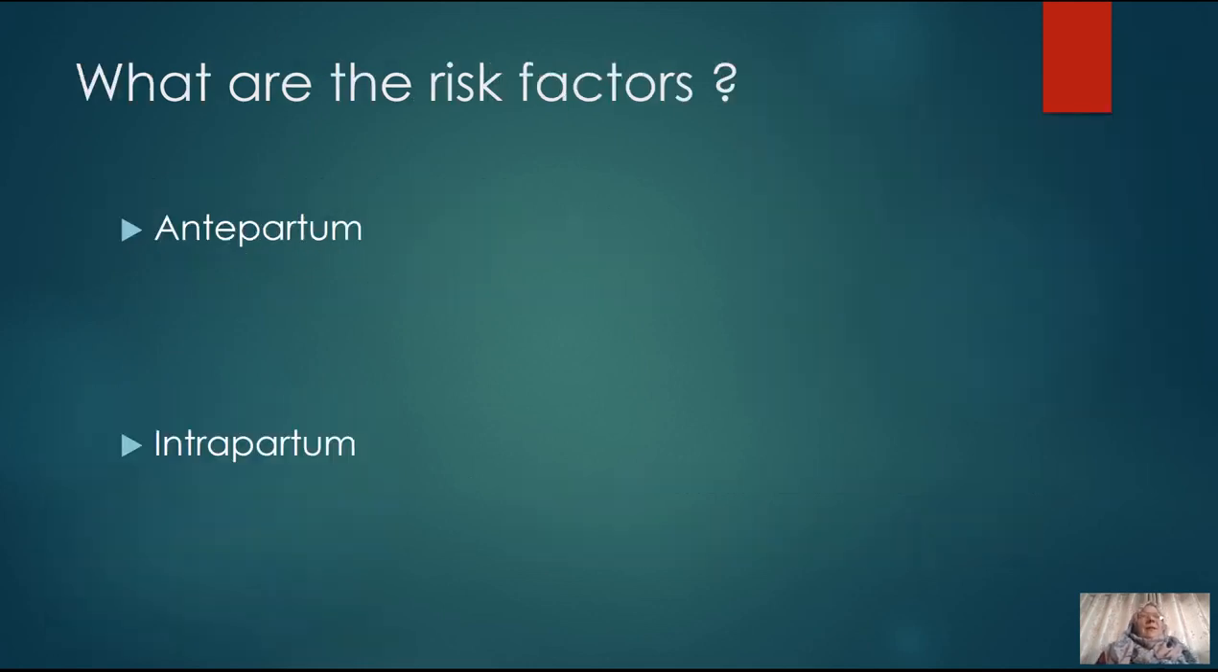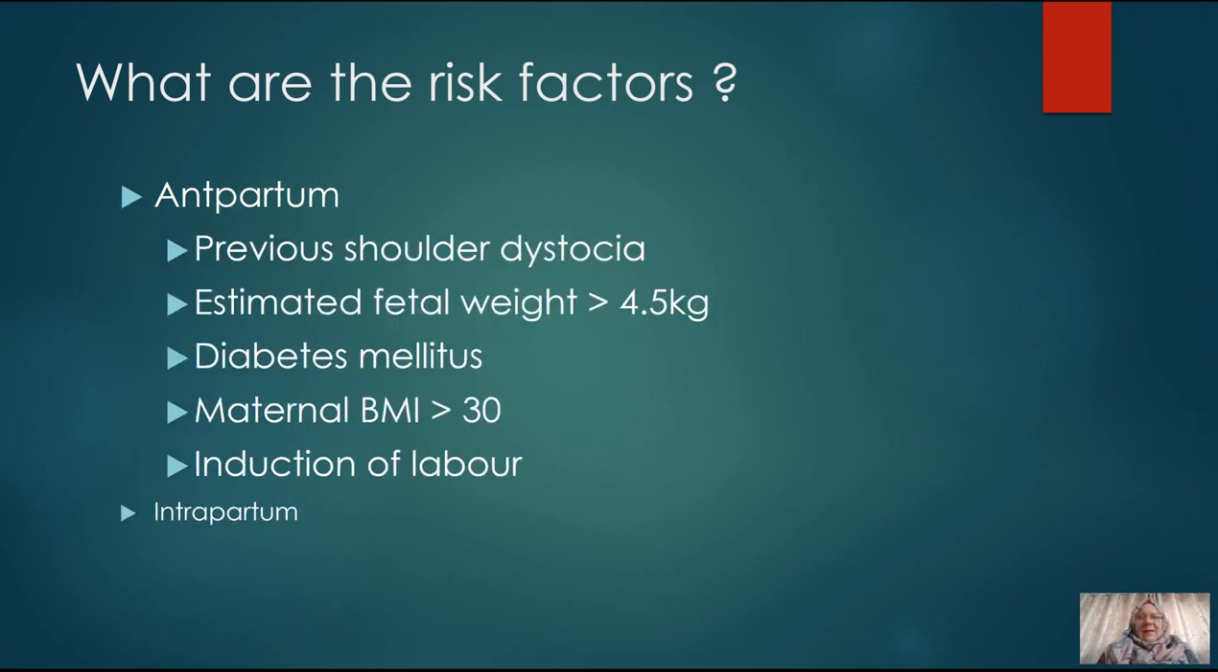So what are the risk factors for shoulder dystocia? We should distinguish antepartum and intrapartum risk factors. If we look at the antepartum risk factors, there's previous shoulder dystocia. There's an estimated weight of more than 4.5 kilos for this baby. Diabetes mellitus is a very important risk factor. Maternal BMI and induction of labor all pose risk factors.